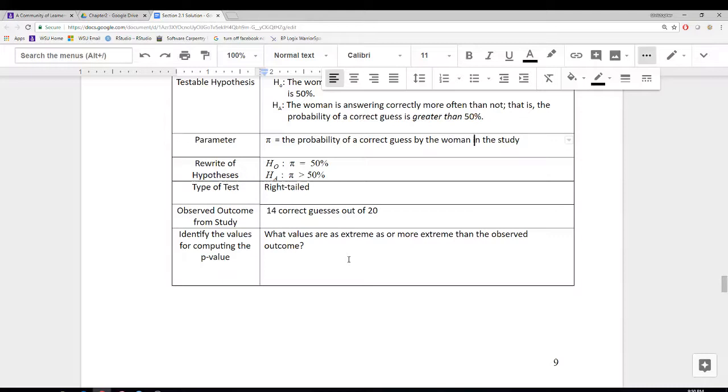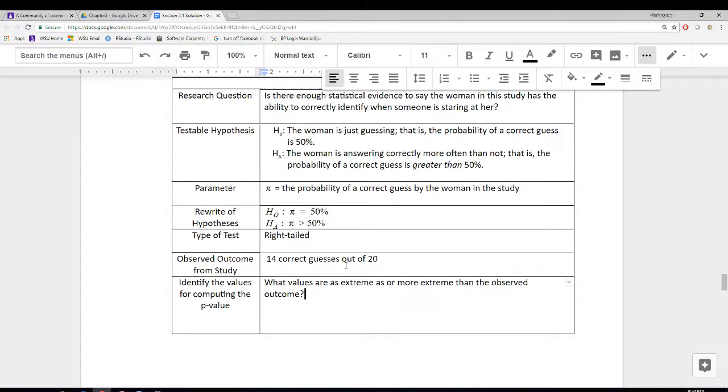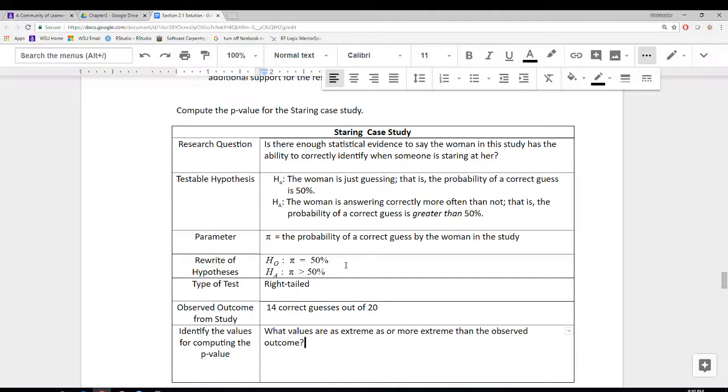Now, let us identify the values that will be needed for computing the p-value. So, what values are as extreme or more extreme than 14 when she has the ability to identify when somebody's staring at her? Again, when we use the terms as extreme or more extreme, what we mean are what values would provide even more evidence for the research question than the study outcome obtained.